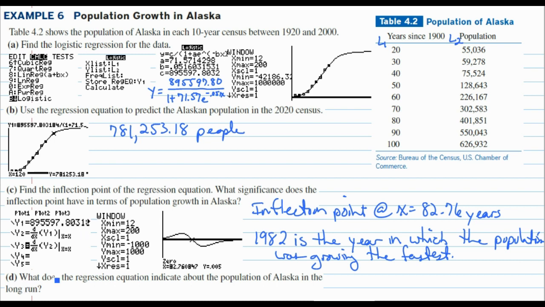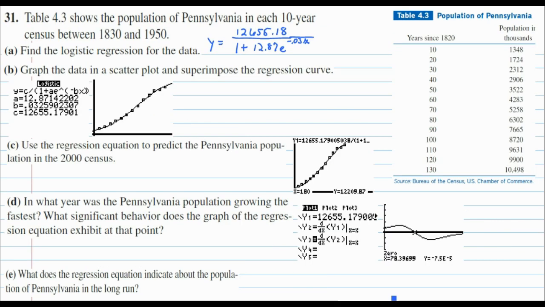Part D: what does the regression equation indicate about the population of Alaska in the long run? Remember this is logistic growth, so we have a limit to growth. Basically the limit to growth is 895,597.80. So it's saying our population will never get higher than that. Now try problem number 31, which asks for pretty much the same kind of stuff.